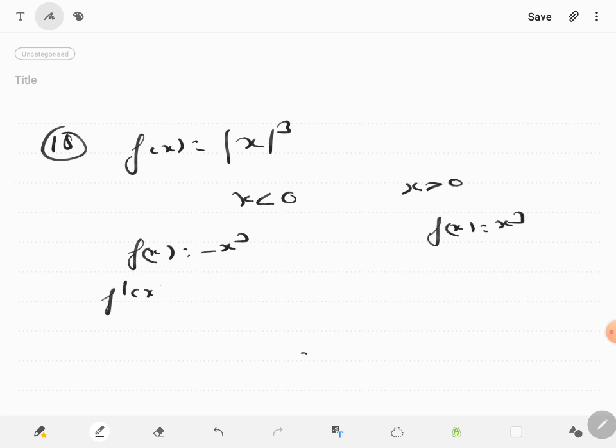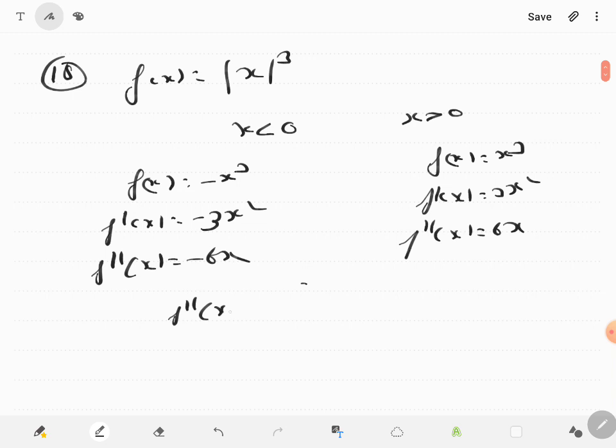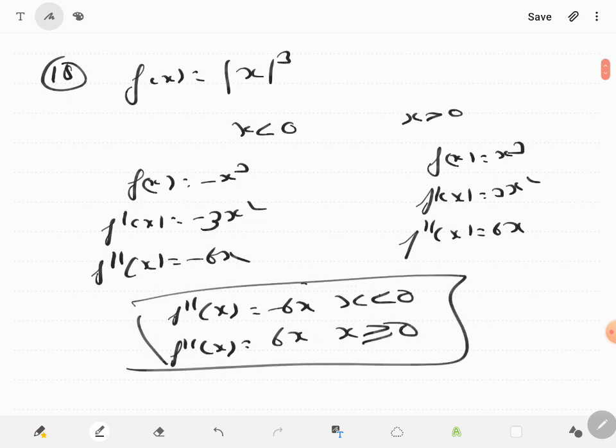So f dash of x is equal to minus 3x square. F double dash of x here is minus 6x. Here f dash of x is equal to 3x square. F double dash of x is equal to 6x. Thus, f double dash of x is minus 6x when x is less than 0, and f double dash of x is equal to plus 6x when x is greater than or equal to 0. And this is our answer.